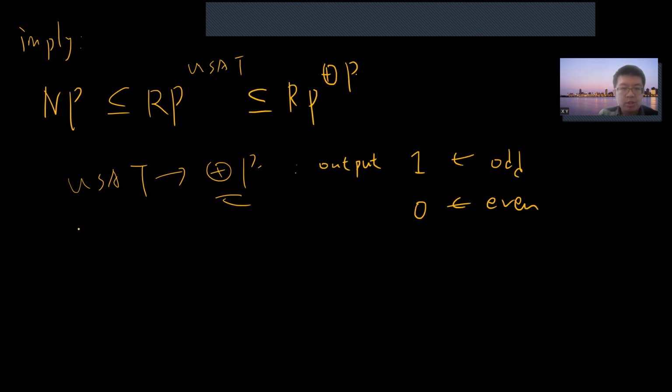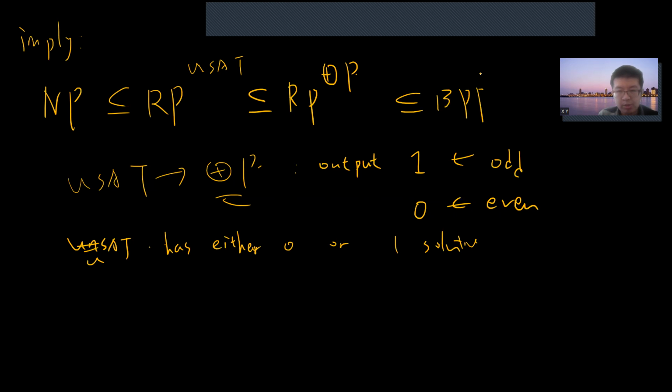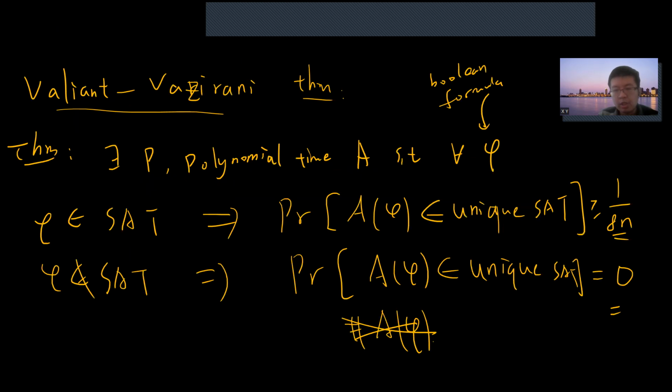But your unique SAT has either 0 or 1 solution. So this is also a BPP reduction to the parity P. Because RP is just one-sided error, right? BPP has two-sided error. So RP is a subset of BPP. Okay, so this is the first step.